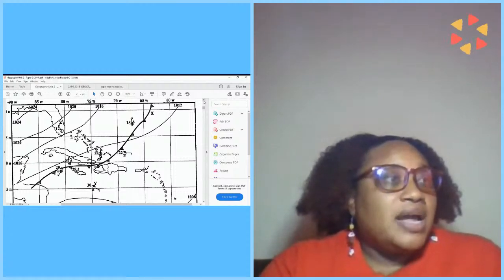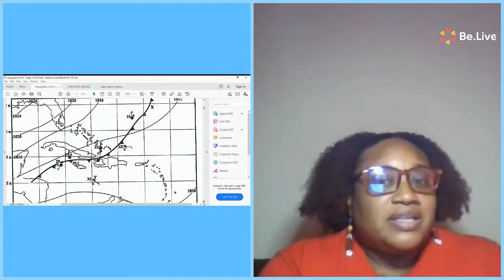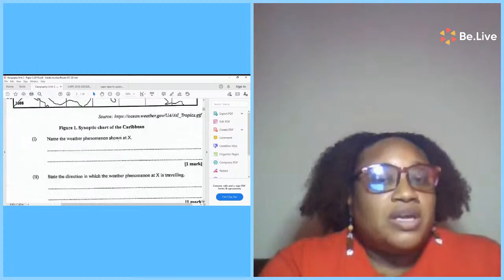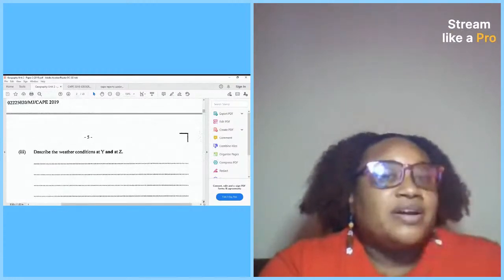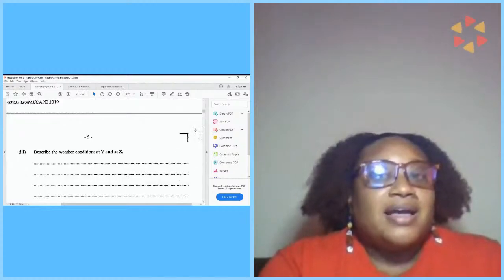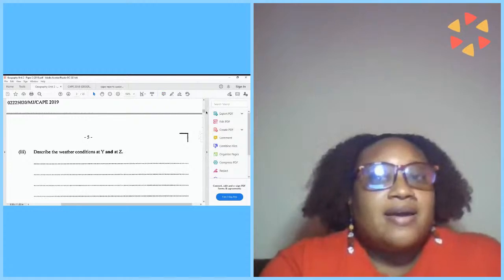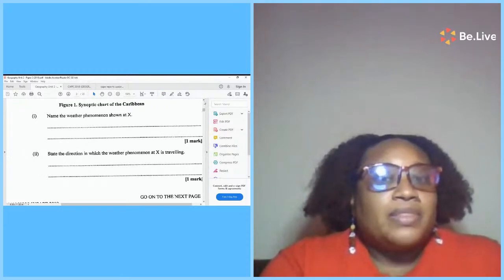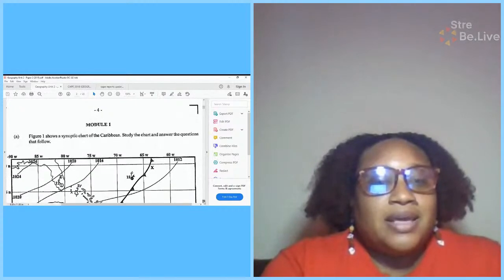So you understand how you have to interpret this? It's in a southwesterly direction. So you can know the answers. The other question says to describe the weather condition at X and describe the weather condition at Y and at Z. So you're looking at Y and then you look at Z.